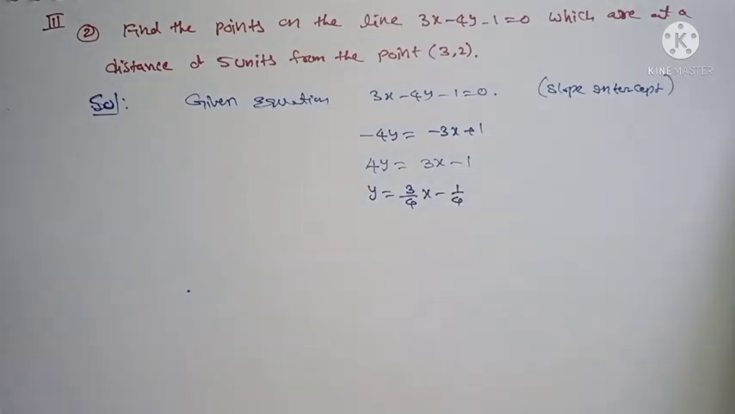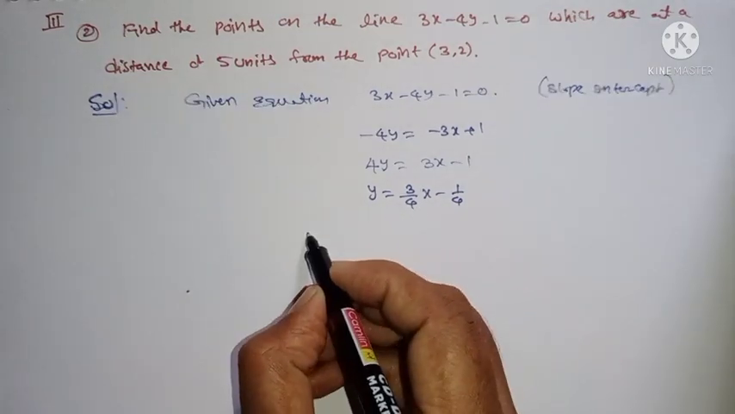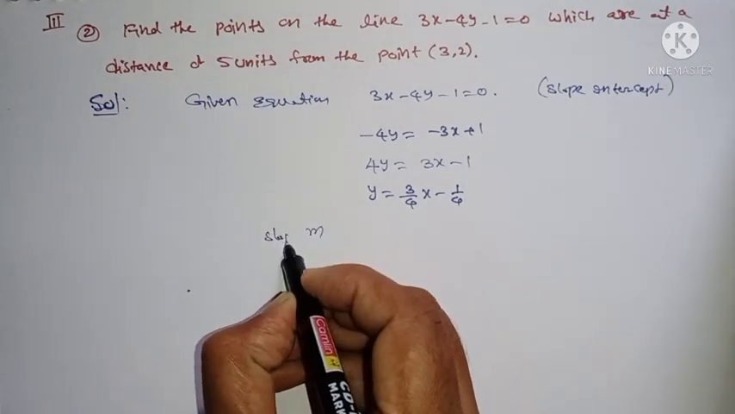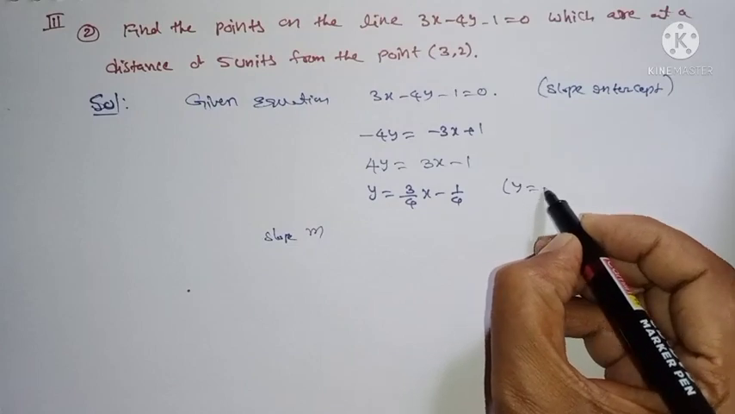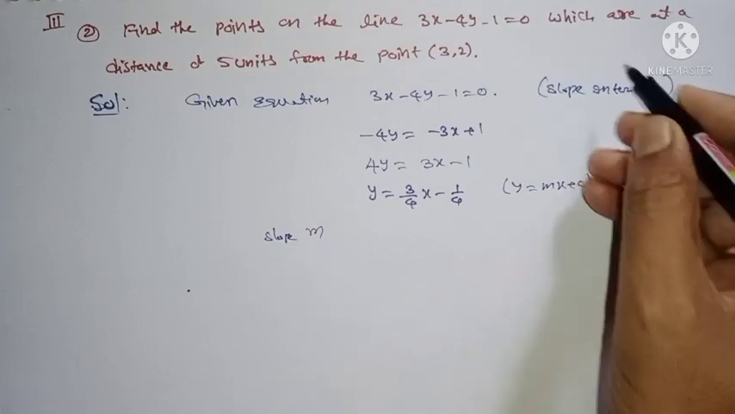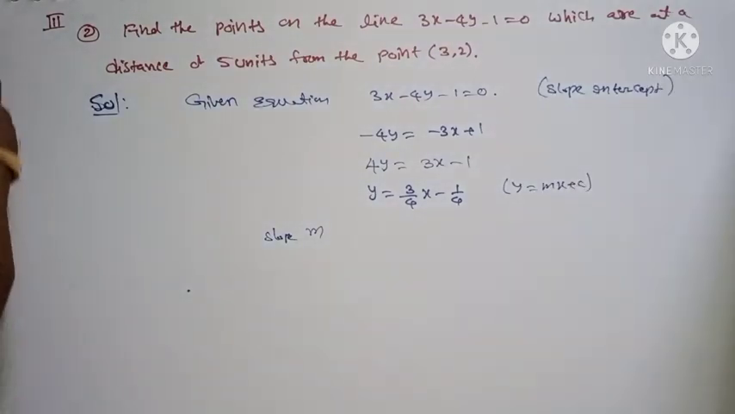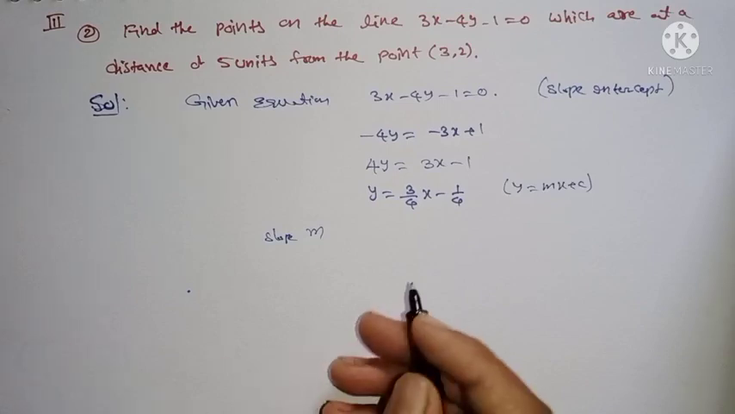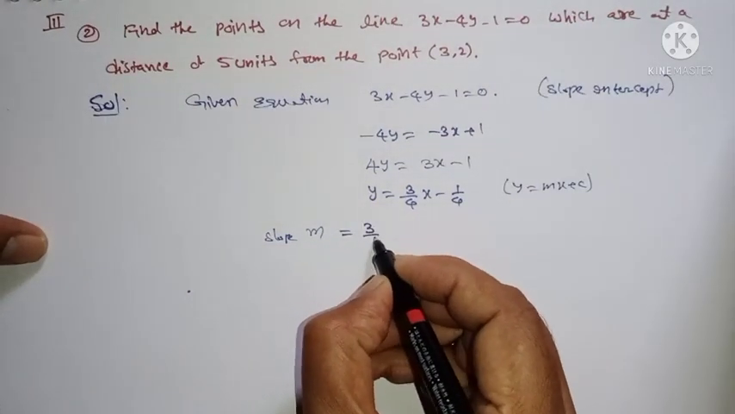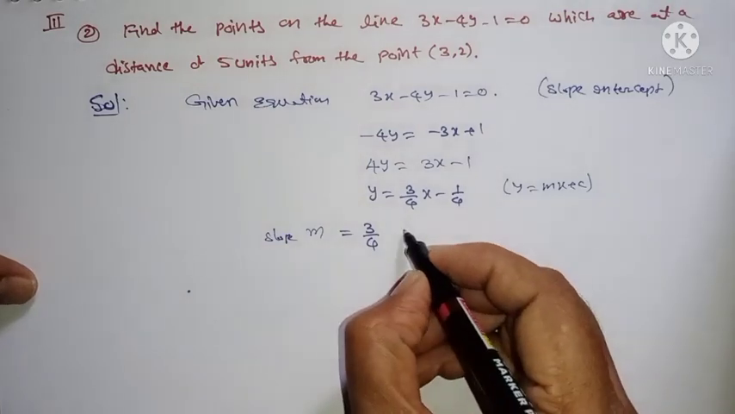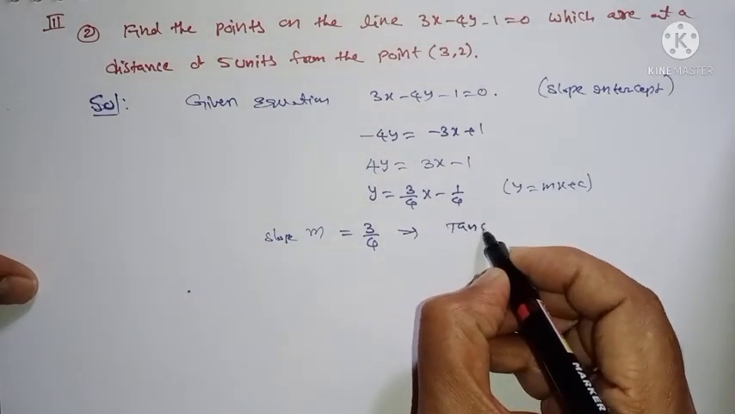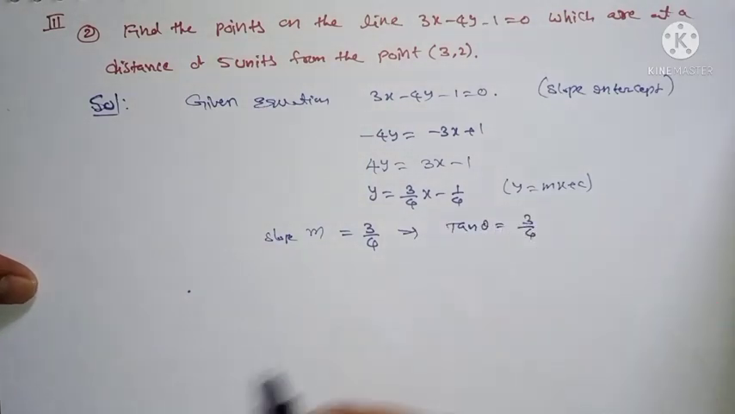Therefore, here m is equal to slope. What is intercept? Y is equal to mx plus c form. This is a slope intercept form. Therefore, m is equal to how much? That is 3 by 4. Or this can be written as tan theta is equal to 3 by 4.